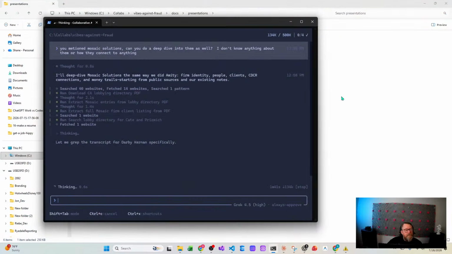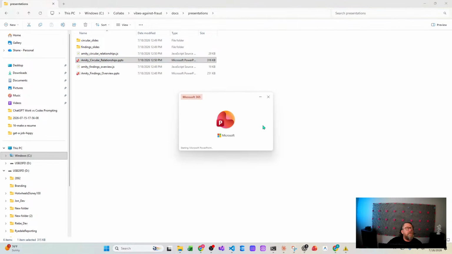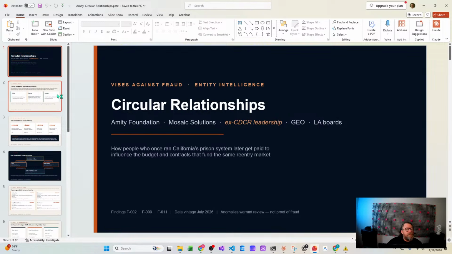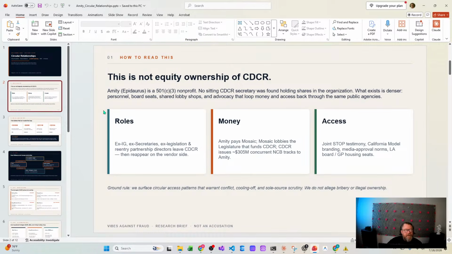Okay, cool. What's our other PowerPoint here? Circular relationships. How people who once ran California's prison system later got paid to influence the budget and contracts that fund the same reentry market. That is saucy, Grok. Let's read that again. That's very saucy language. How people who once ran California's prison system later get paid to influence the budget and contracts that fund that same reentry market. I like it. Grok's crushing.